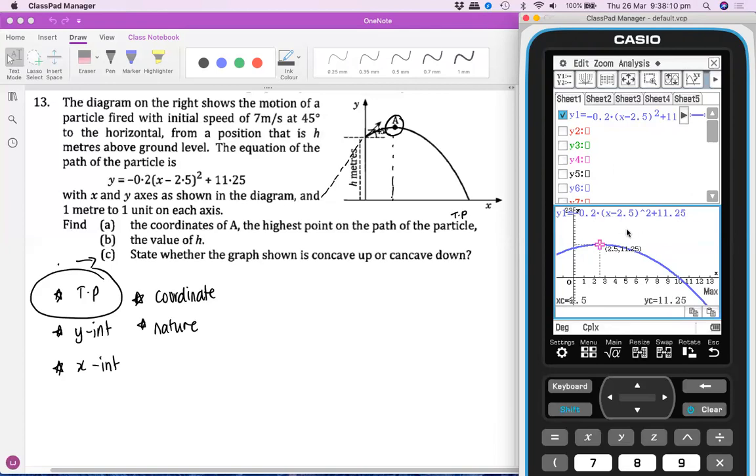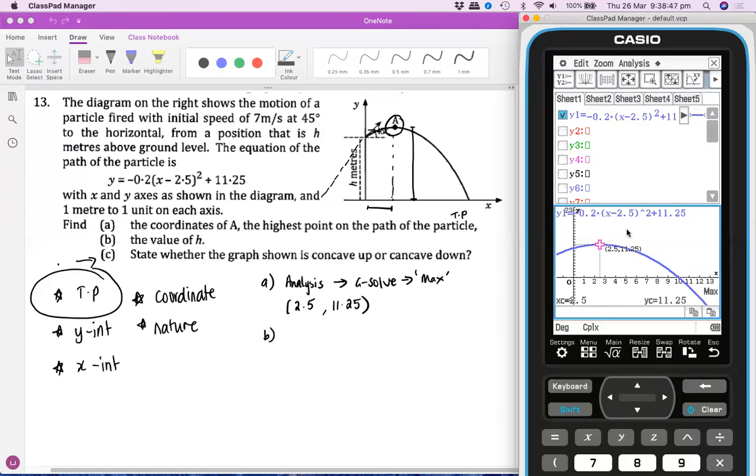Let me just write that down here. I'm going to write analysis, G-solve, and we went to max, because that's our turning point. So our turning point is (2.5, 11.25). That's my coordinates. Basically this 2.5 tells me how far away it is from my original standing point, and this tells me how high it went. So this is the maximum height. Just for reference, so you know what those numbers mean. They're not just fancy numbers for no reason.